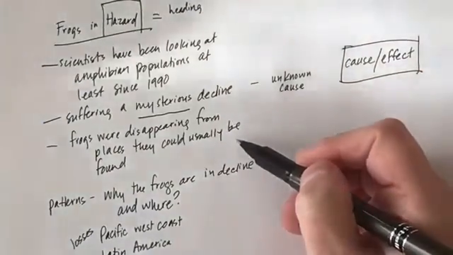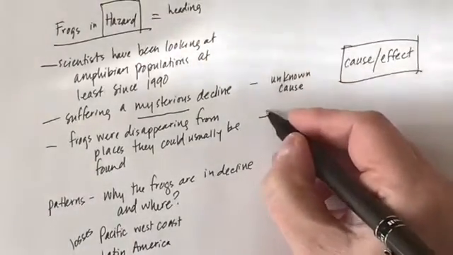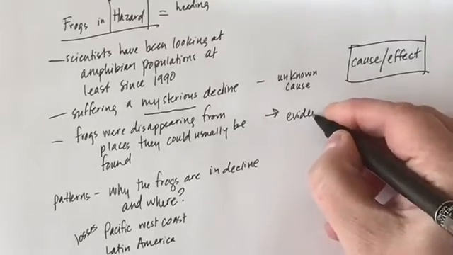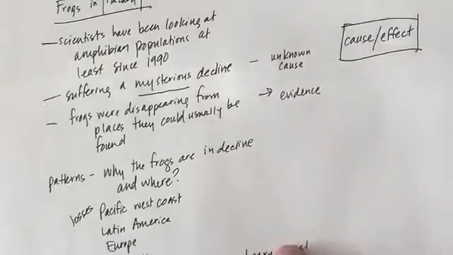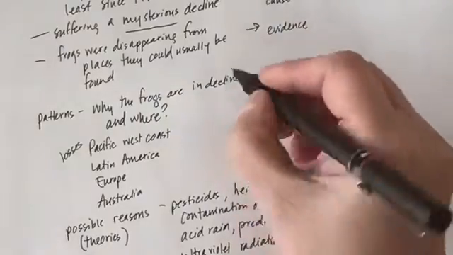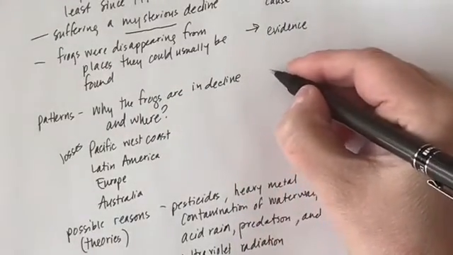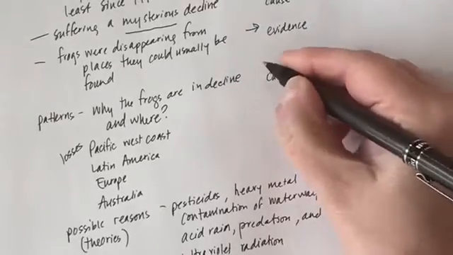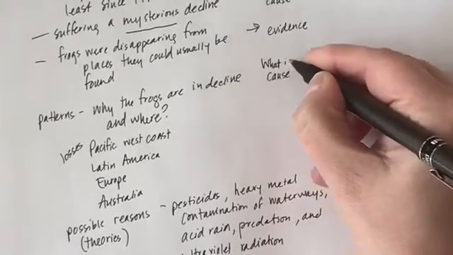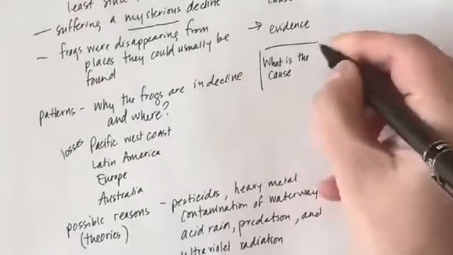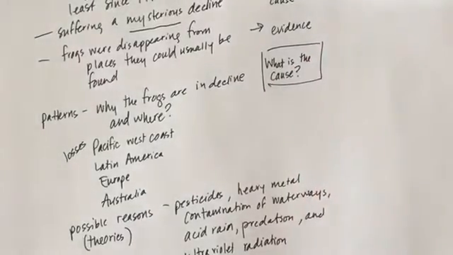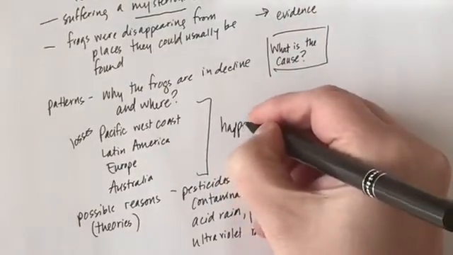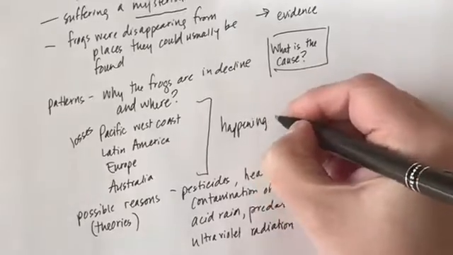Frogs were disappearing from places they could usually be found. So this, to me, is sort of our evidence. We used to be able to find frogs here, and now we can't. Then it shifts to talk about the reason why. So again, we're kind of going into what is the cause? What is the cause? Why are these frogs declining? We're noticing it's happening in many places.